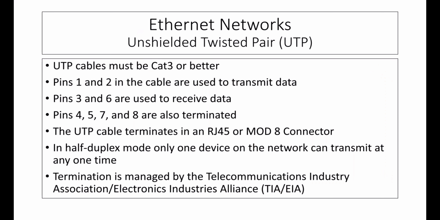Within our Ethernet networks, UTP cables, unshielded twisted pair, must be category 3 or better. Pins 1 and 2 in the cable are used to transmit data. Pins 3 and 6 are used to receive. We still terminate pins 4, 5, 7, and 8. The UTP cable terminates in an RJ45 jack or a Mod 8 connector.